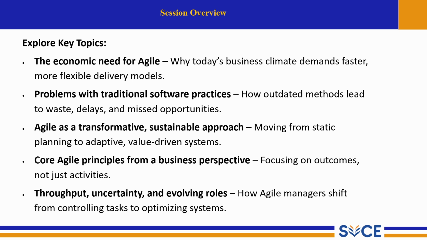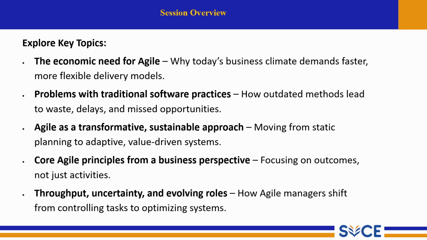Throughput, uncertainty, and evolving roles. How Agile managers shift from controlling tasks to optimizing systems. In Agile, managers are not task controllers but facilitators. Their role is to remove obstacles, improve team productivity, that is throughput, and help teams manage the uncertainty. Leadership becomes more collaborative and the roles evolve to support continuous improvement and faster delivery.